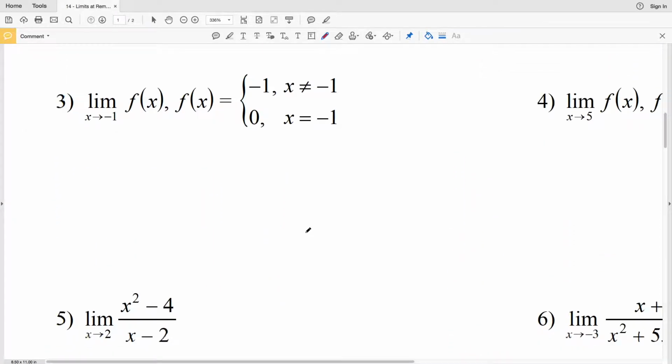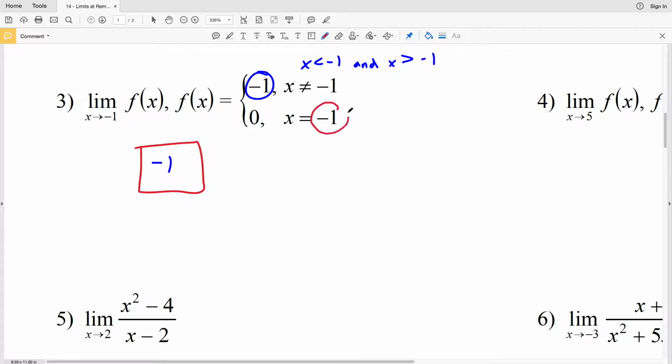At number 3, we're still evaluating each limit, and it states the limit of f of x as x approaches negative 1, and it gives us that f of x is negative 1 when x does not equal negative 1, and it's 0 when x does equal negative 1. So we need to look at the piece of the function where x does not equal negative 1. That means that f of x is negative 1 when x is less than negative 1 and when x is greater than negative 1. So as we're approaching from both the left and the right, our limit is negative 1. So negative 1 is our answer in number 3.